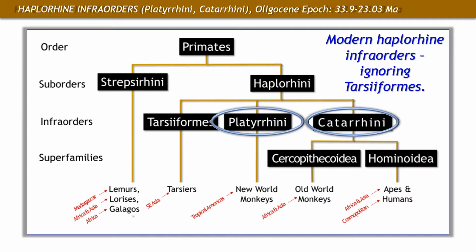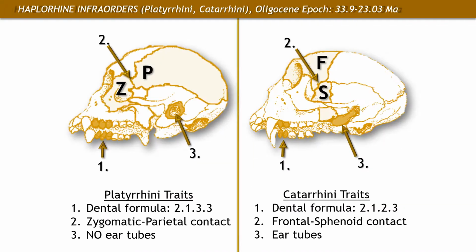So, the modern Haplorhini infraorders, ignoring Tarsiiformes, include Platyrrhini, New World monkeys, and Catarrhini, Old World monkeys, apes, and humans. Just a reminder, Platyrrhini traits include a dental formula of 2-1-3-3. They have lots of premolars, a zygomatic parietal contact, and no ear tubes. Catarrhini traits, in contrast: the dental formula is 2-1-2-3. We've lost some of our premolars. We have frontal sphenoid cranial bone contact, and we have a highly unusual ear tube.